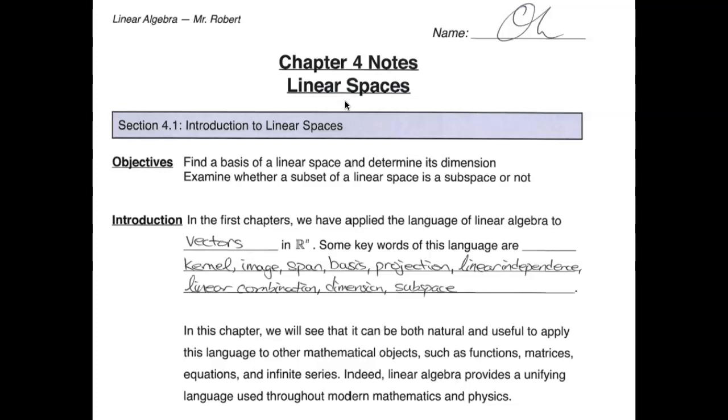So firstly, the introduction goes over the fact that we've seen a lot of words that are specific to linear algebra or fundamental to linear algebra that we are going to redefine here for broader situations. So our kernel, image, span, basis, linear independence, etc., etc. There's more. These are the ones we wrote during that year when Nick O was in class.